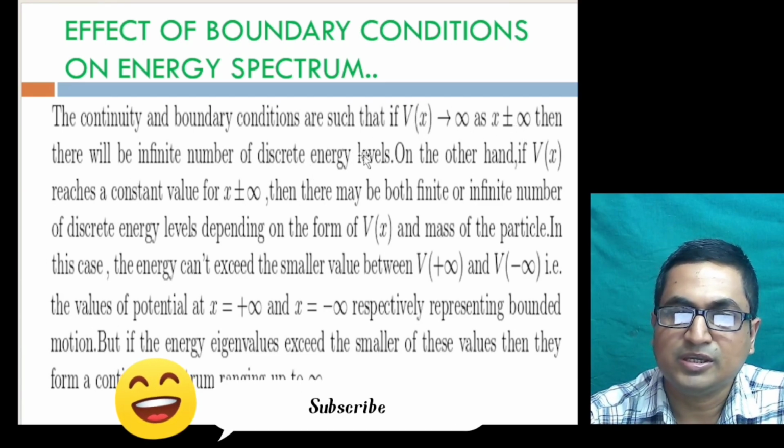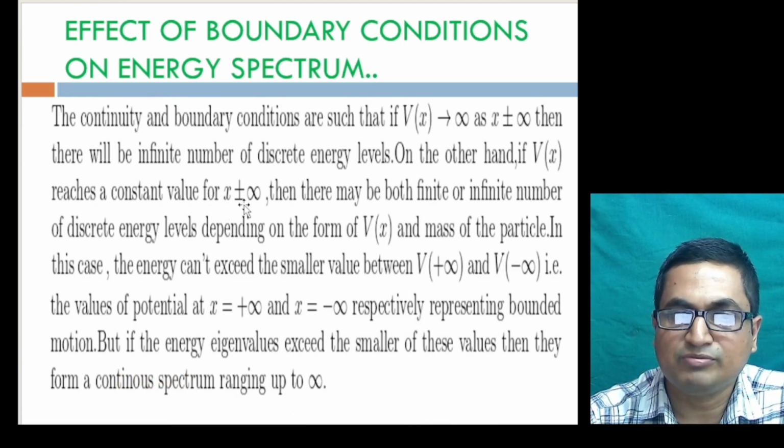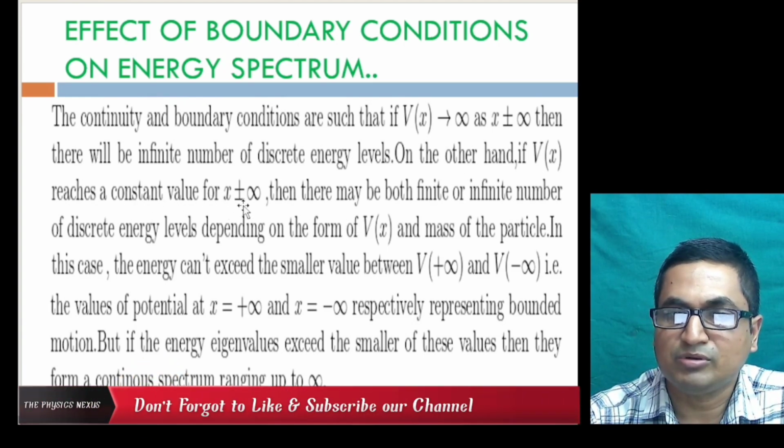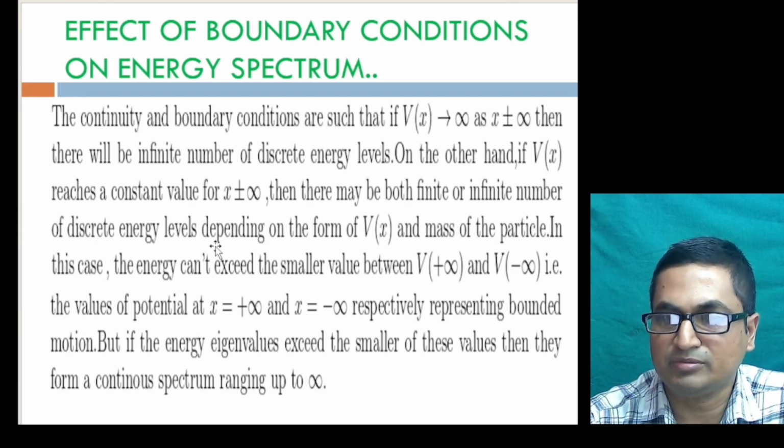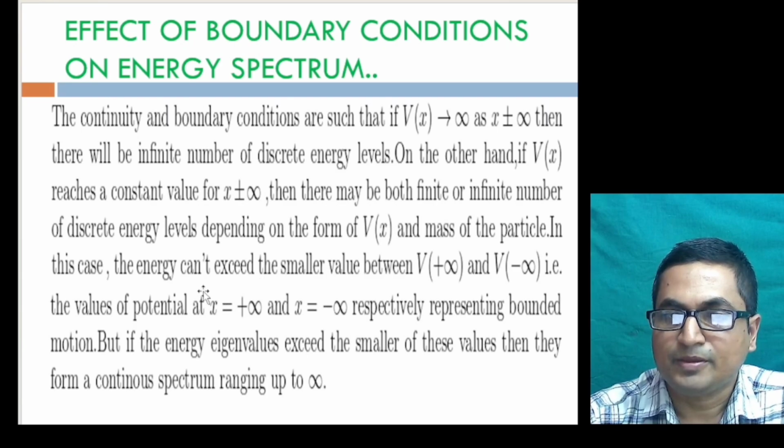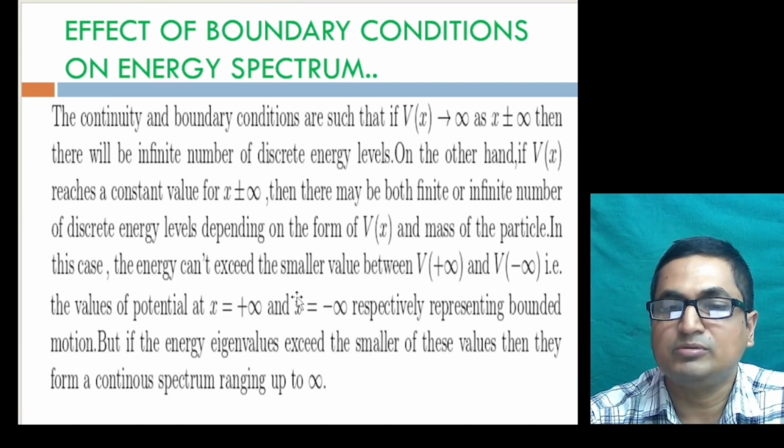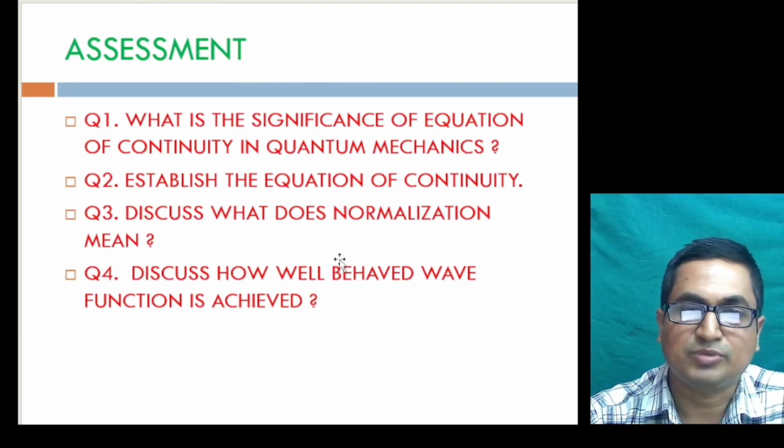So depending on the potential, whether it is infinite or finite, we will have an infinite number of discrete energy levels, and for a constant value of it, we will have both finite and infinite numbers of discrete energy levels. For the case that the energy is within the value of the potential at plus infinity and minus infinity, we have a bounded motion. And for energy eigenvalues exceeding the smaller value, we will have a continuous spectrum.